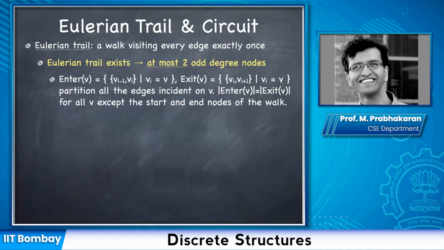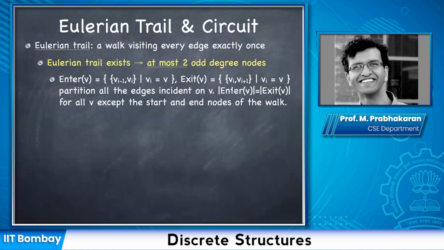And further, you cannot use the same edge twice. Right? So the size of these sets together is exactly the number of edges, which is the degree of v. And further, these sizes should be equal if v is not a start or end node, because whenever vi equals v, you have one node that is in the enter set and one node in the exit set.